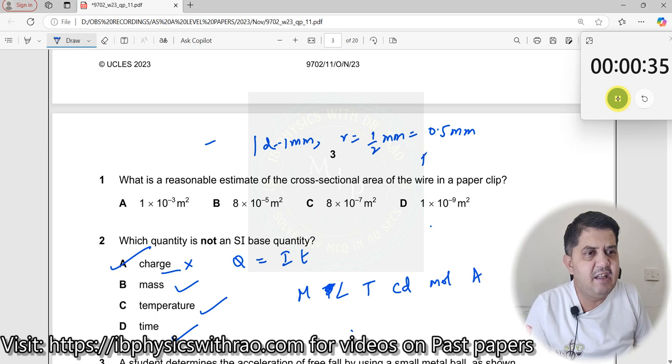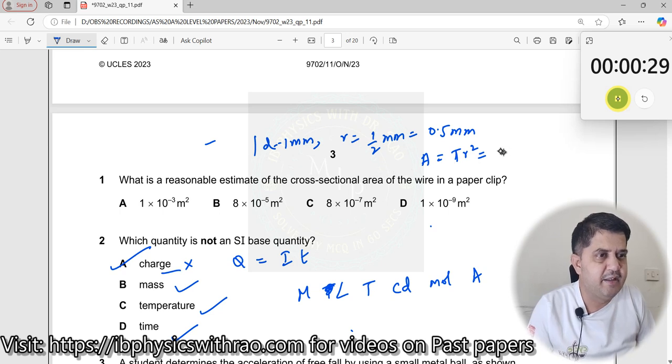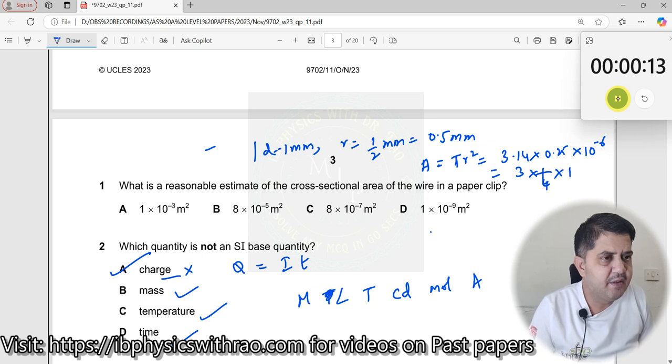Then its area of cross section would be equal to pi r square. Based on these assumptions I made, this should be 3.14 multiplied by r square. What is r? 0.25 into 10 to the power of minus 6. I have substituted this here. r square is 0.5 square, 0.25 into 10 to the power minus 6. When I do this, this will be nearly 3 multiplied by 1/4 into 10 to the power minus 6, which will be around 0.75 into 10 to the power minus 6.